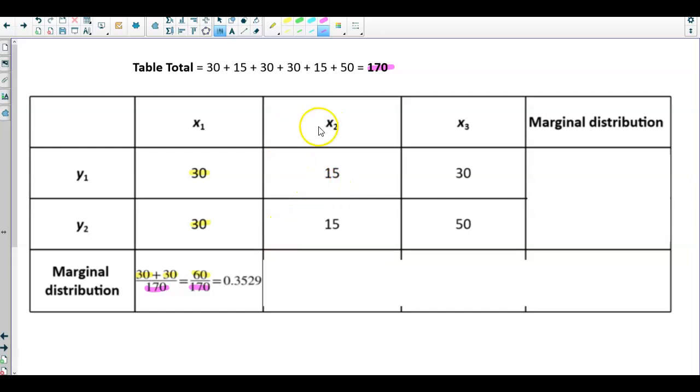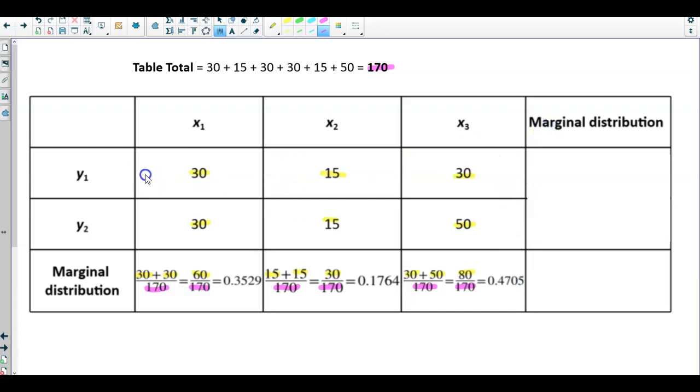Okay, next, the next column, we're going to take the 15 and 15, so we're going to add 15 plus 15. So we get 30, and we're dividing it by the total of 170 to give us a decimal of 0.1764. And then the last column, we're going to take 30 plus 50, which gives us 80, and divide it by the table total of 170 to give us 0.4705.